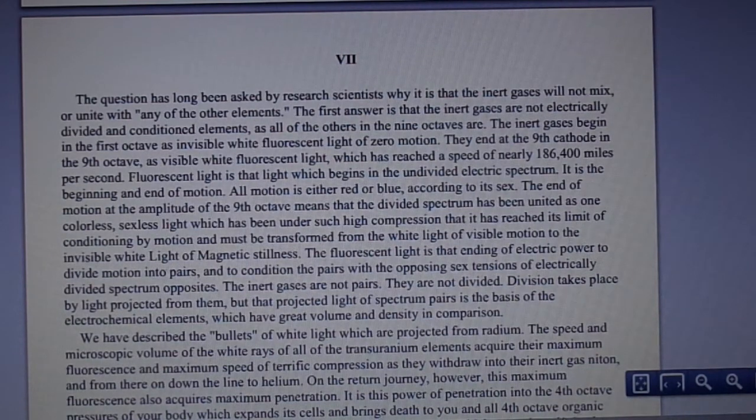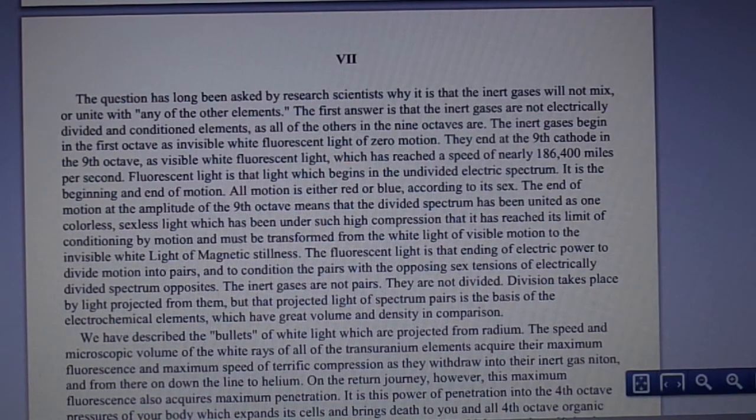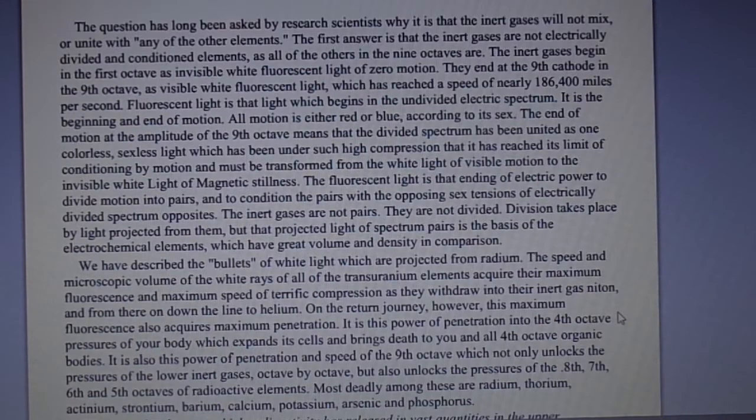All motion is either red or blue according to its sex. The end of motion at the amplitude of the 9th octave means that the divided spectrum has been united as one colorless, sexless light, which has been under such high compression that it has reached its limit of conditioning by motion and must be transformed from the white light of visible motion to the invisible white light of magnetic stillness.